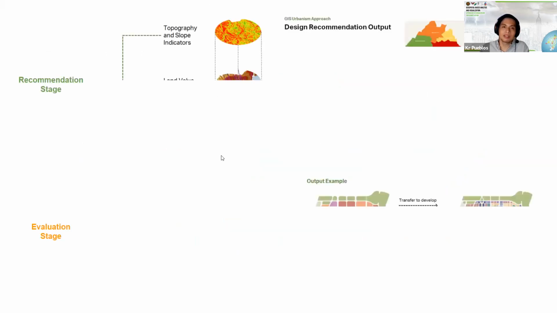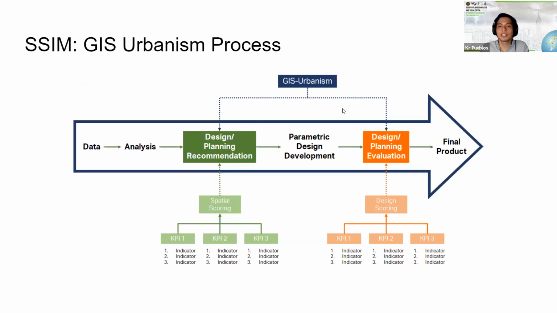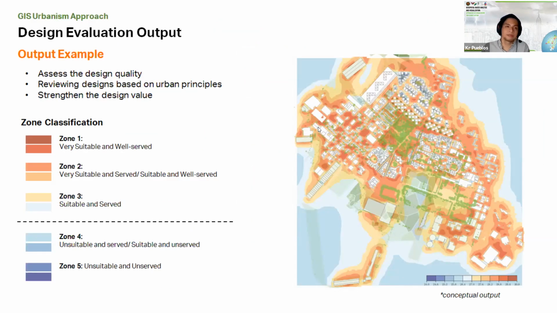And so what that means is we're using GIS at both stages, recommendation and evaluation, through different KPIs and design scoring. And that way you can create a master plan, and we can then see how different zones are planned and how they're suitable based on the metrics that we've assigned.